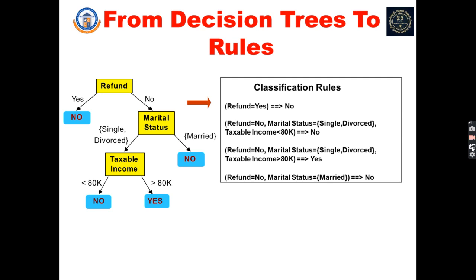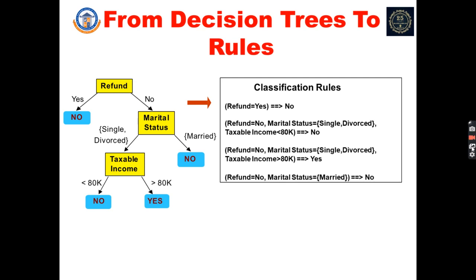Coming to from decision trees to rules: they will give a decision tree diagram, and we have to write the rules for the diagram. For this example, we shall write the rules. If refund is yes, then the class is no. If refund is no and marital status is single or divorced, and taxable income is less than 80,000, then the class is no.